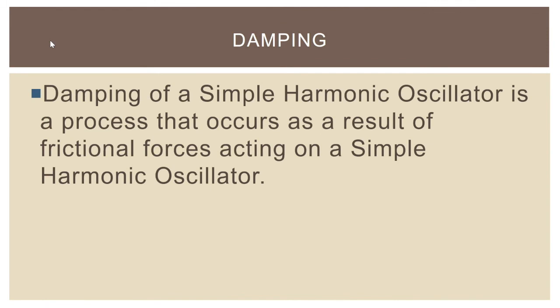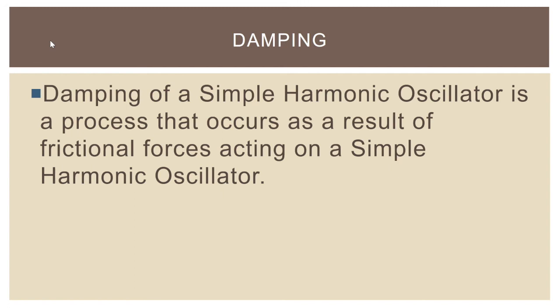Damping of a simple harmonic oscillator is a process that occurs as a result of frictional forces acting on a simple harmonic oscillator. And so the question that we really need to ask before we take a look at the definition is, how do you think friction will ultimately affect the motion of a simple harmonic oscillator? There are a lot of ways that we can approach this question. But I think the most obvious approach, considering we're talking about this in the energy problem solving video, is by thinking about energy. If the system loses energy, ultimately the question is, how would you be able to tell?